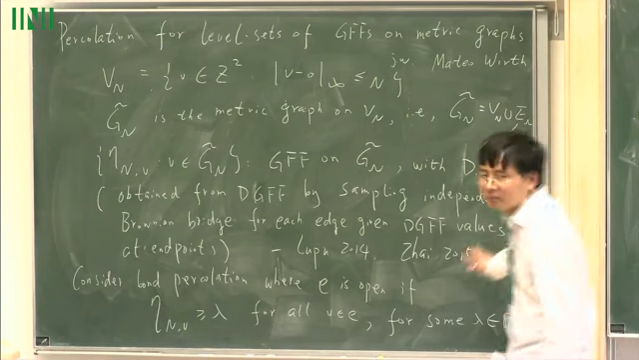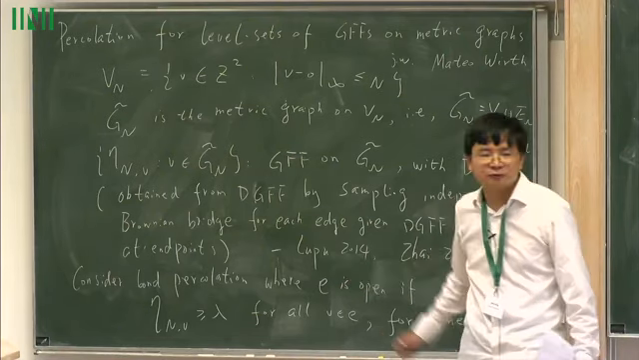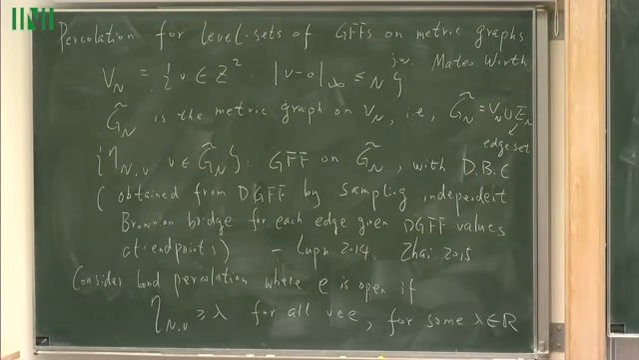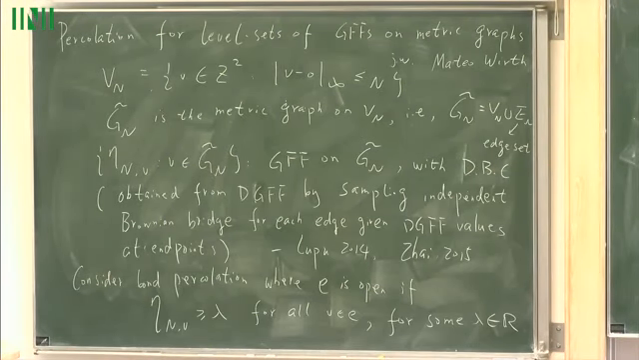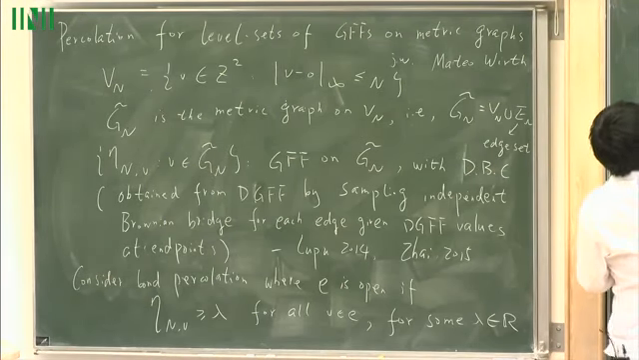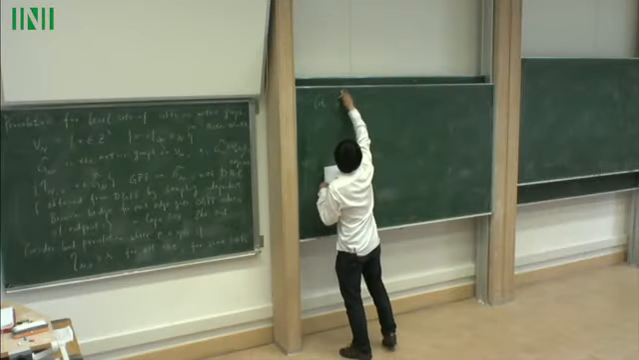Our result will be on the percolation for the metric graph. And the object we are going to study is the chemical distance.